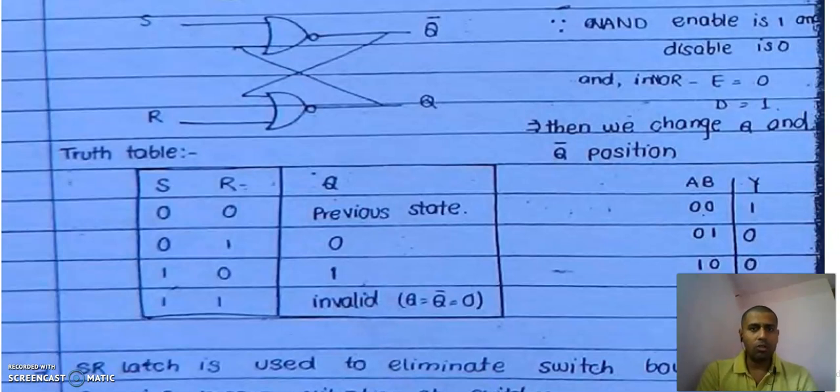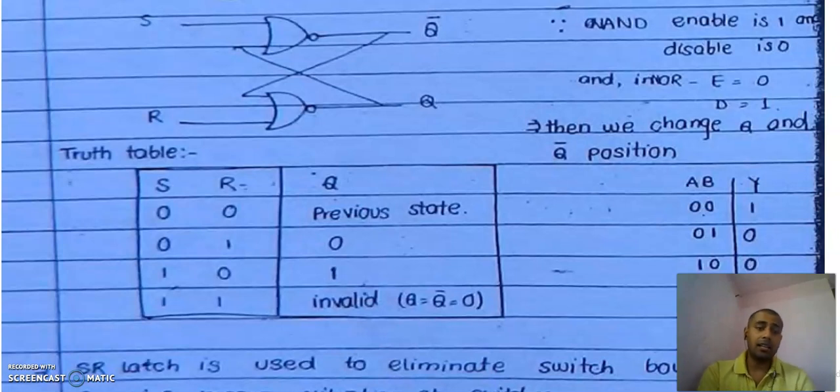We have to assume Q. So if we assume Q is equal to 0, then S is 0 and Q is 0, so our output will be 1. So Q bar will be 1. If Q bar is 1 and R is 0, so in NOR gate, if any input is 1, we get output as 0. So if we assume Q is 0, we are getting the next state as 0. So for SR is 0 0, we are getting the previous state.